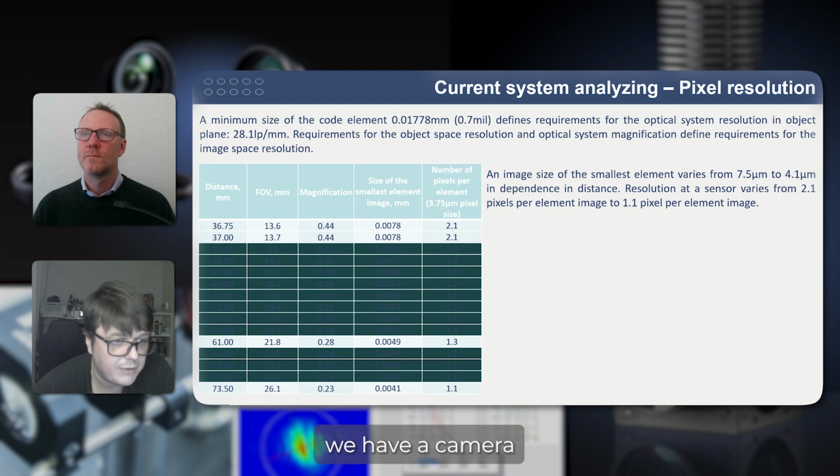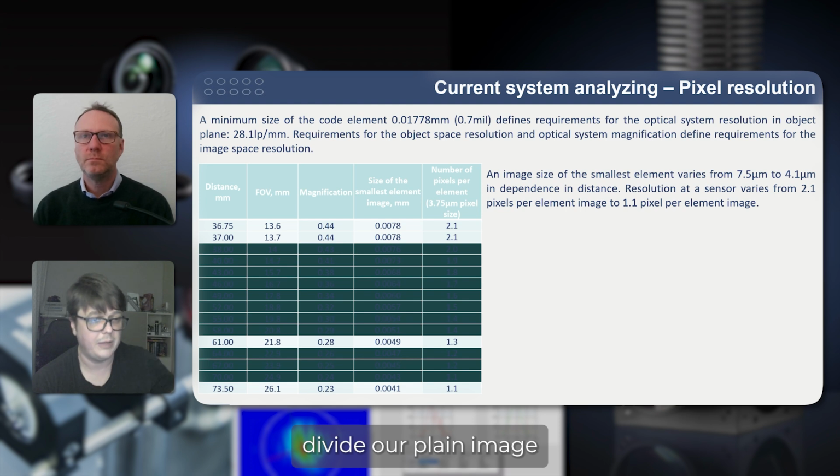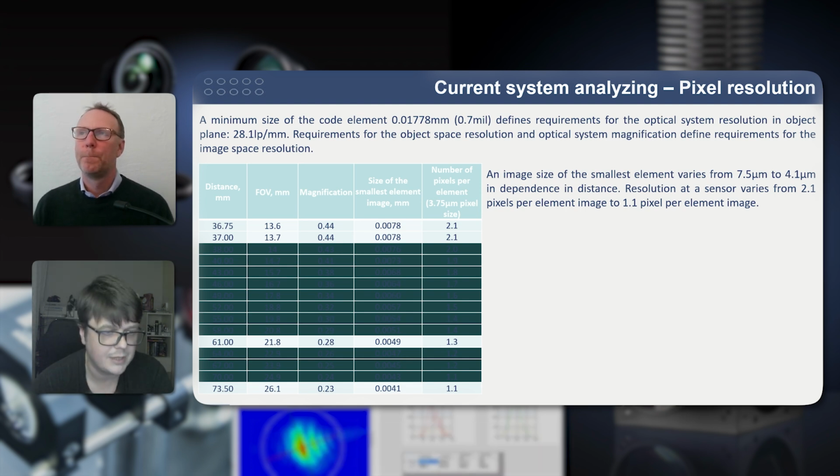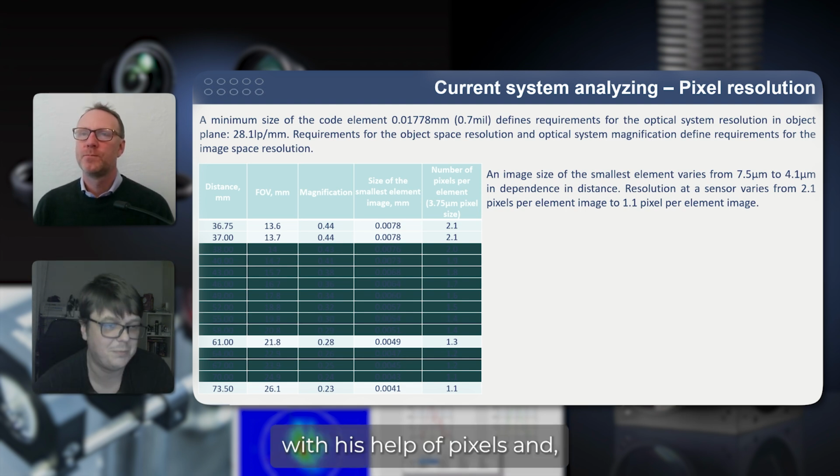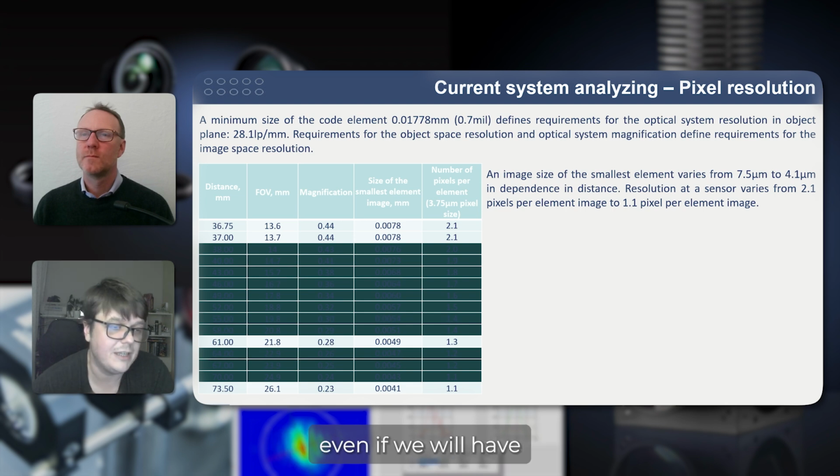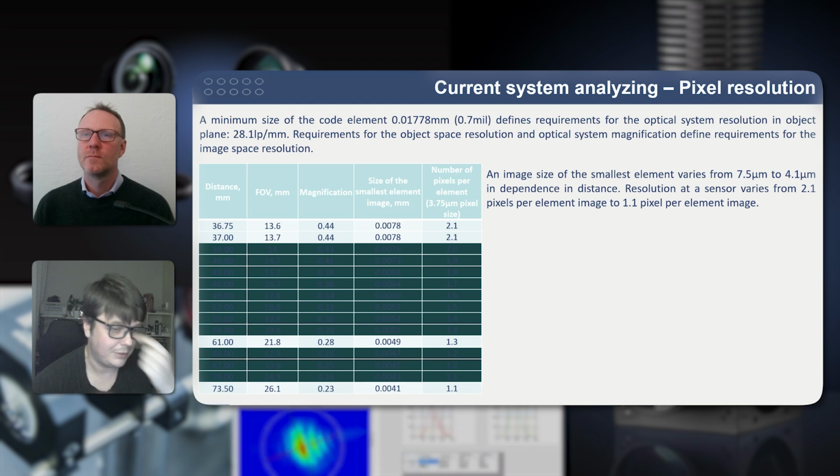From another side, we have a camera that divides our plane image, formed with the help of optics, with the help of pixels. And even if we have a beautiful, very high contrast image formed by the lens, and at the same time a very low resolution sensor, the image will not look good, and I hope that everybody understands what I mean.